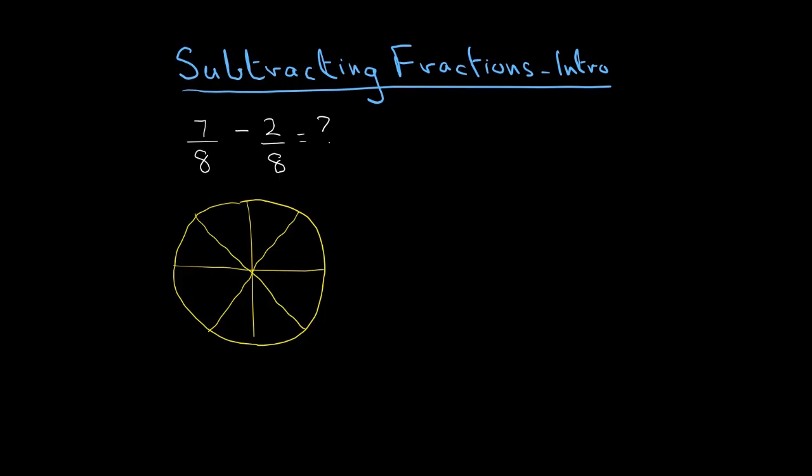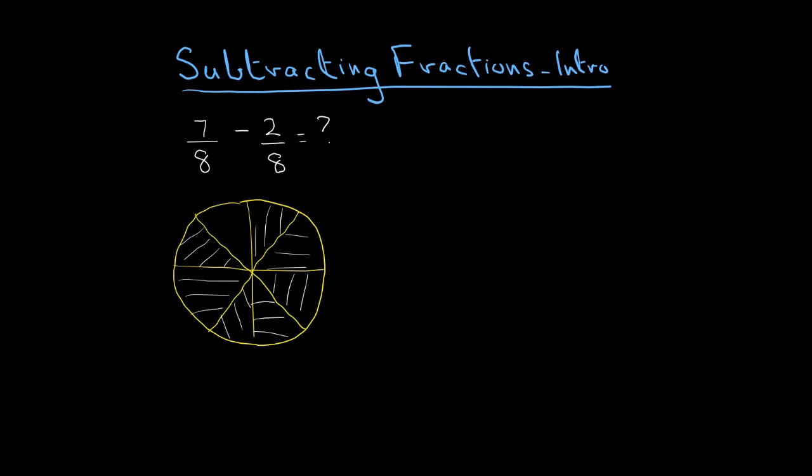I have 7/8 of the pizza, which means I have, let's start out with 1/8, then I have 2/8, 3/8, 4/8, 5/8, 6/8, and 7/8. So these are the slices I have. I have 7/8 of the pizza. So now I want to give away 2/8.